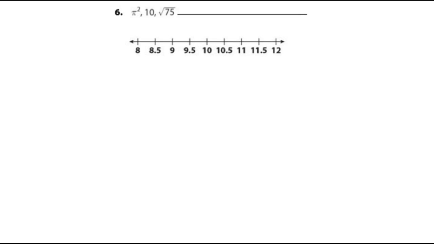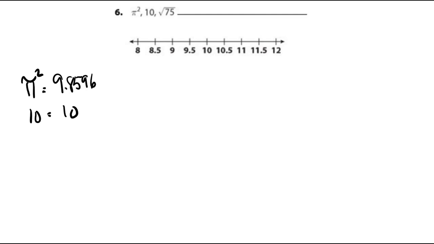Our last example is pi squared, 10, and the square root of 75. We can start with pi squared. We know that pi squared means 3.14 times 3.14. And when I square that, I get 9.8596. Okay. That gives me the value of that. 10, I don't have to do anything, that's 10.